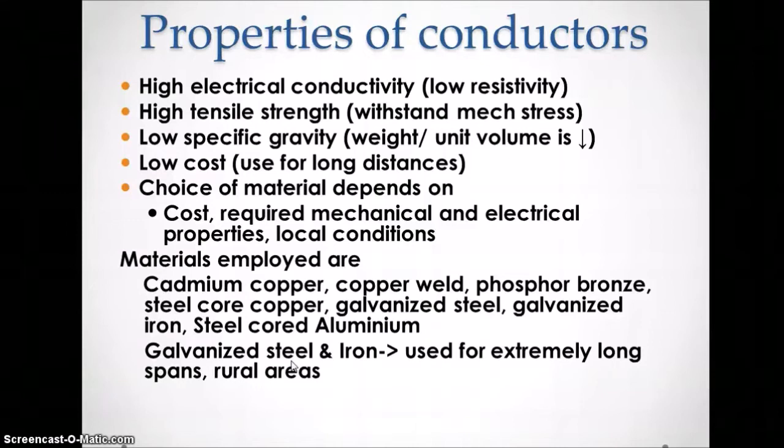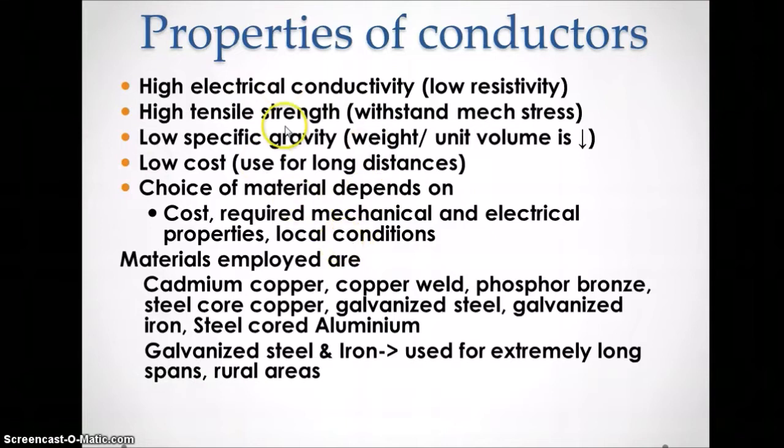Properties of a conductor. We know it should have good electrical conductivity. In turn, we can say that it should have low resistivity to carry high current. And it should have high tensile strength, in turn meaning it should withstand mechanical stress. It should be economical, it should have low specific gravity, it should possess both electrical and mechanical properties, and it should be fit for local conditions. These are the things a conductor should satisfy.